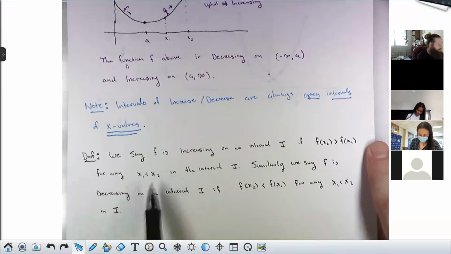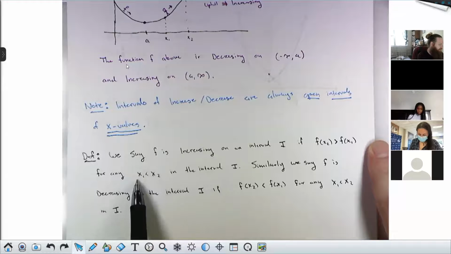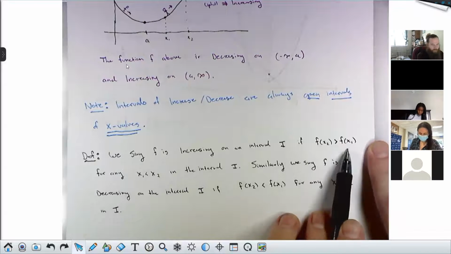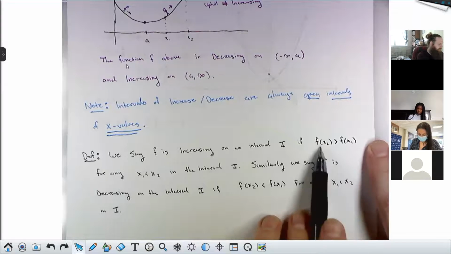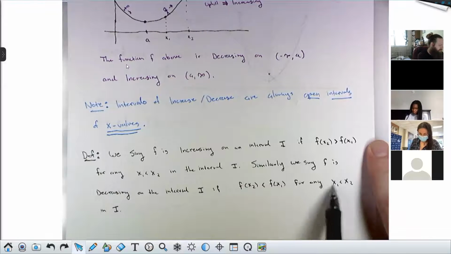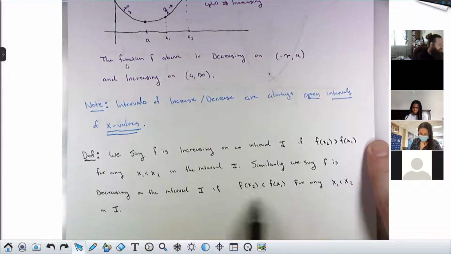So increasing means if you take two x values, one bigger than the other, then the y value at the bigger x value should be larger than the y value at the smaller x value. As you go left to right, you go uphill. And decreasing means exactly the opposite. It means if you take two x values, x1 and x2 with x2 larger, then the y value on the graph at the larger x value should be smaller than the y value on the graph at the smaller x value.